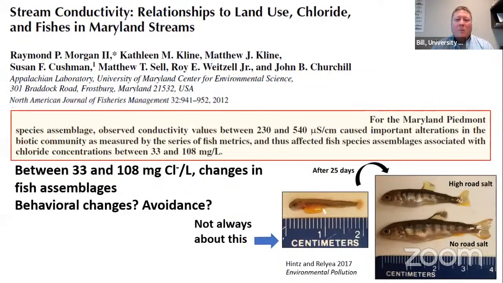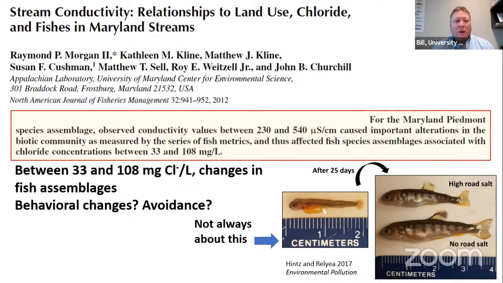And it's not all about just survival, death, changes in biomass and abundance. Some fish species are really tolerant to salt, right? I mean, you can put thousands of milligrams of chloride per liter into the water and they may not die. You may or may not see reductions in growth, but there's also this sublethal behavioral avoidance.